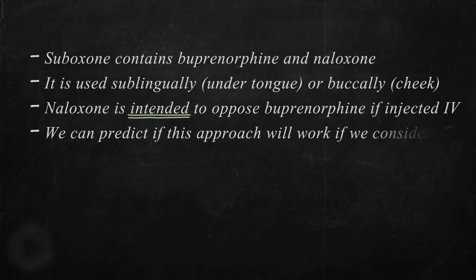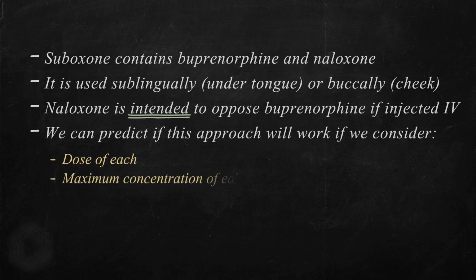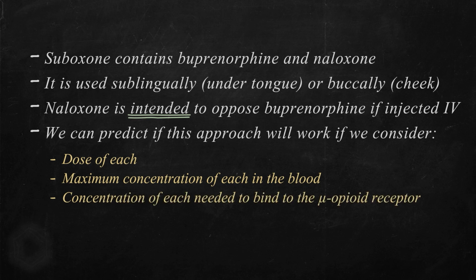We can predict if this approach to protecting the user will work if we consider the dose of each substance in the formulation, the maximum concentration of each in the blood, the concentration of each needed to bind to the mu opioid receptor, that is, the main receptor responsible for the euphoria, pain relief, and respiratory depression, and finally, the elimination rate of each substance, also known as the half-life. Now let's look at the supporting facts in this argument. Just a warning, I'll be using some terminology specific to the field of pharmacology, but by the time I'm finished, I believe it will make sense, even if you have no background in the field.